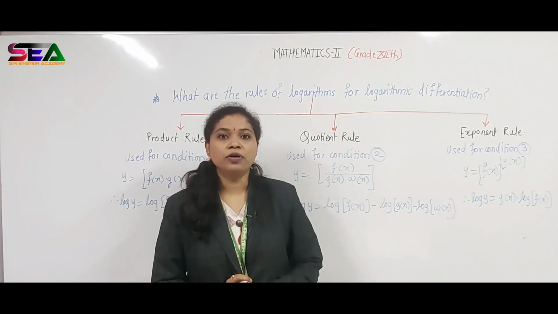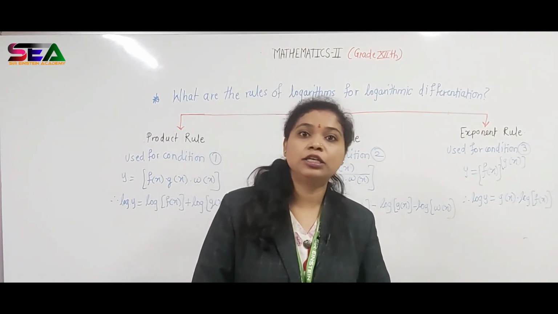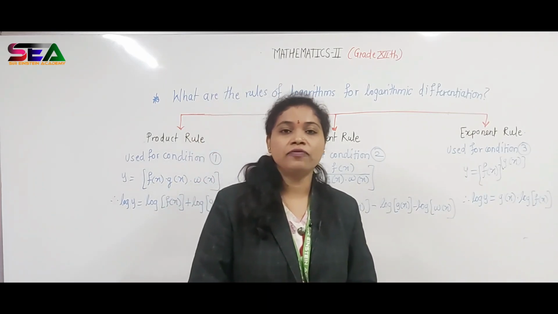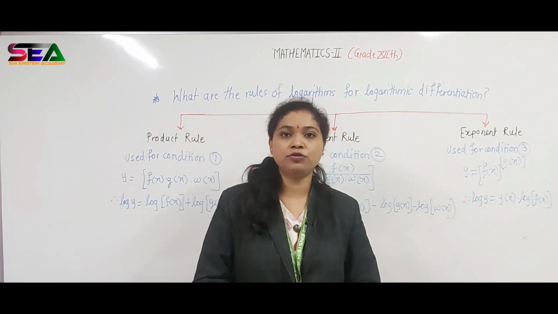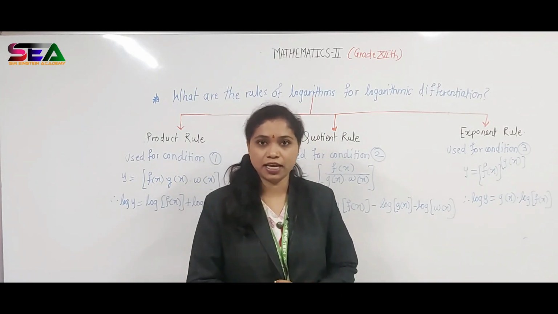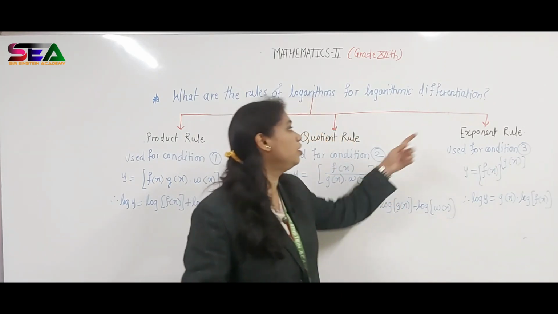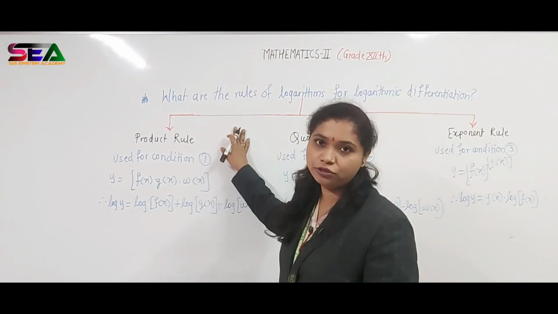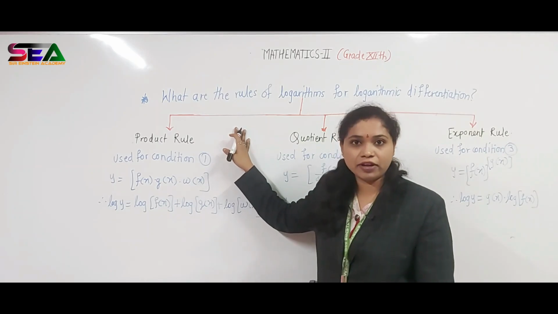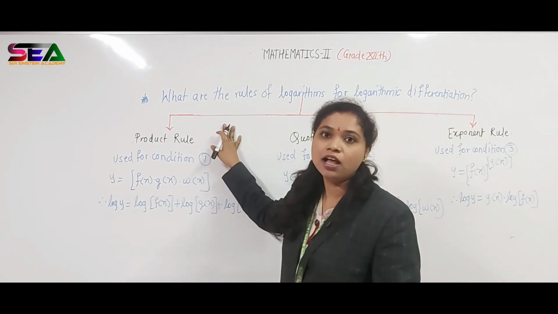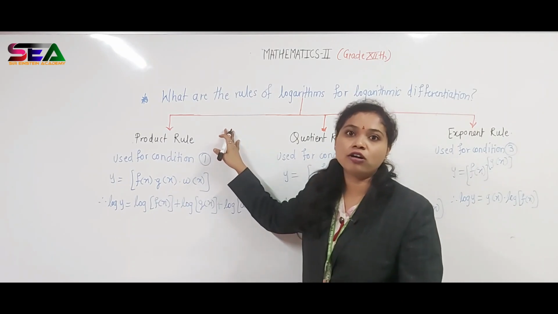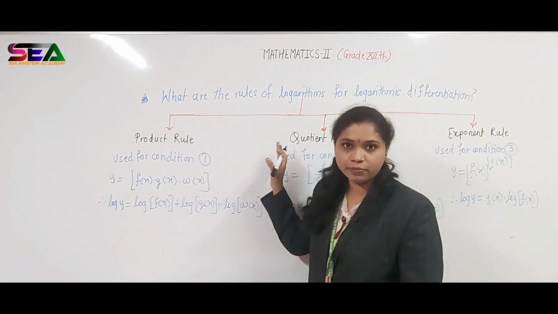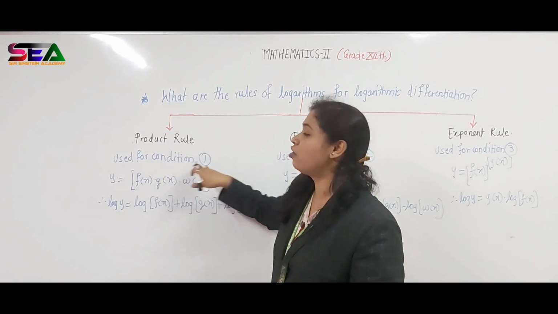Okay. Now our next question is, what are the rules of logarithms used for logarithmic differentiation? We have three rules of logarithms used for logarithmic differentiation: product rule, quotient rule and exponent rule. Now let's see our first rule, that is the product rule. We have already studied it in 11th. The product rule of logarithm is log mn is equal to log m plus log n. The same rule is applicable in logarithmic differentiation, which is used for our condition 1.